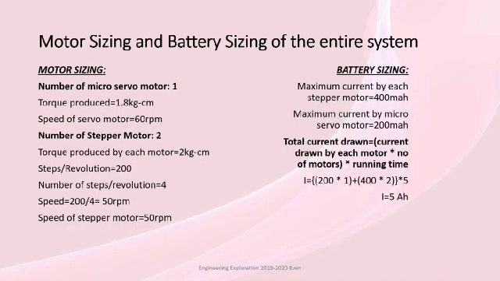Motor sizing and battery sizing of the entire system. For the motor sizing of our system, we can see that the speed of the servo motor is 60 rpm and we are using only one micro servo motor. Whereas for the stepper motor, the speed of each stepper motor is 50 rpm, where we are using two stepper motors. Battery sizing, we can see that the total current drawn will be 5 ampere hour.